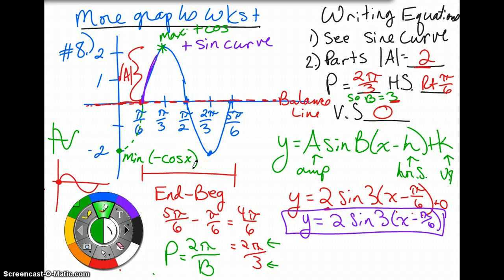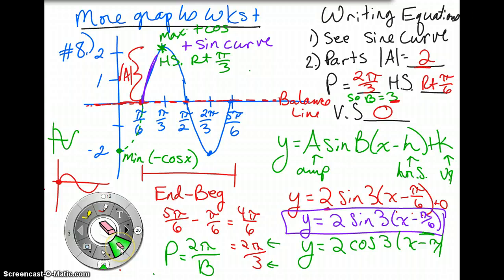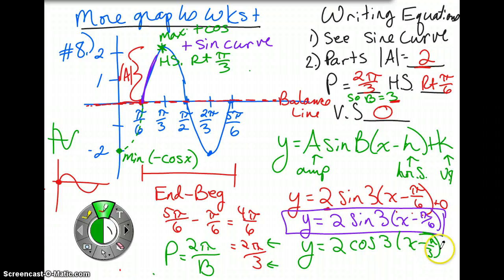I'll write both. Okay, so the only difference is going to be that horizontal shift. So if you're going to start up here at the max, then that means your horizontal shift is going to be right pi over 3. So instead of this minus pi over 6, I would actually just make that a minus pi over 3. So y equals 2 cosine 3 times x minus pi over 3. There we go. Okay, that's one form we could use.